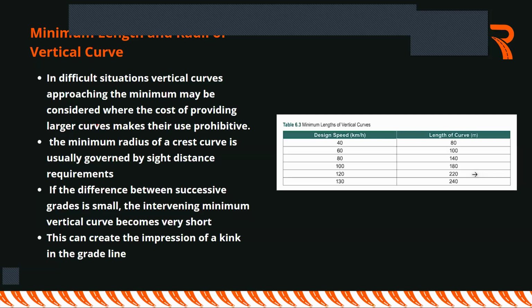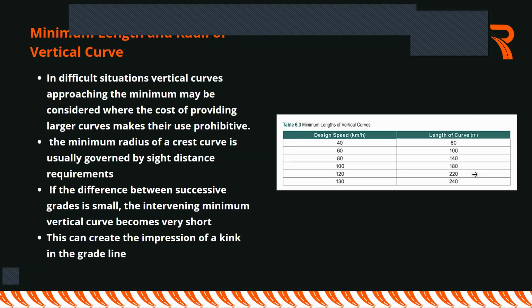If you follow that rule of thumb, you will always find yourself adhering to 2 principles. Number 1, your curve will always be above the minimum length provided as per the first design principles. Number 2, your curve will always be above the stopping sight distance.